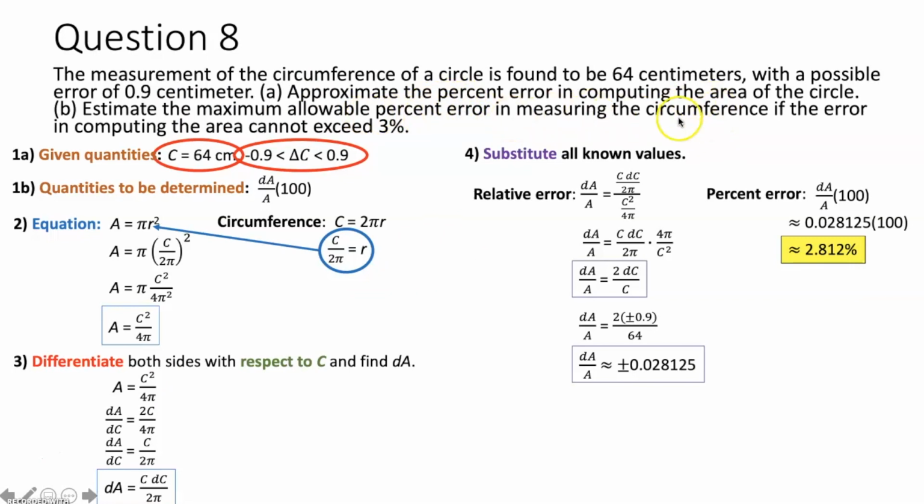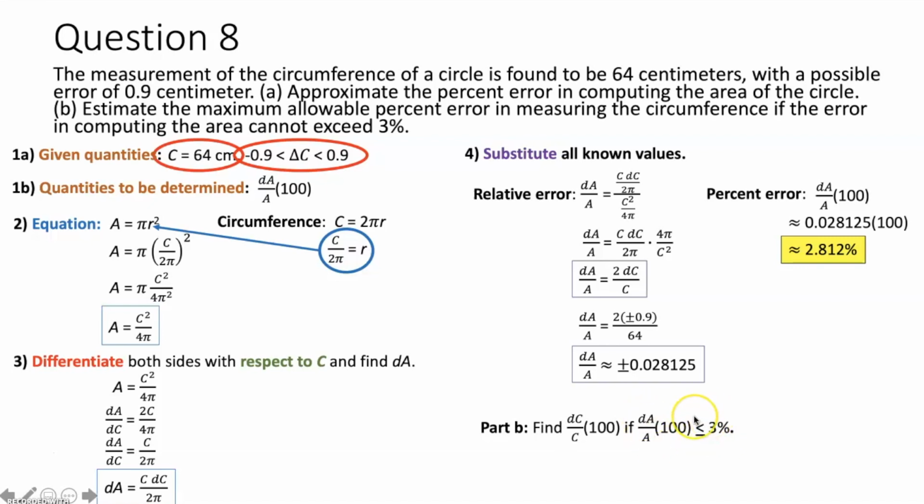So now we can move on to part B, which wants us to estimate the maximum allowable percent error in measuring the circumference. So in this case, it would be dc over c times 100. That's what we're looking for. If the error in computing the area cannot exceed 3%, so the percent error in computing the area, dA over A times 100, has to be less than or equal to 3%. So here's what we're trying to find. We need to find dc over c times 100 if dA over A times 100 has to be less than or equal to 3%.